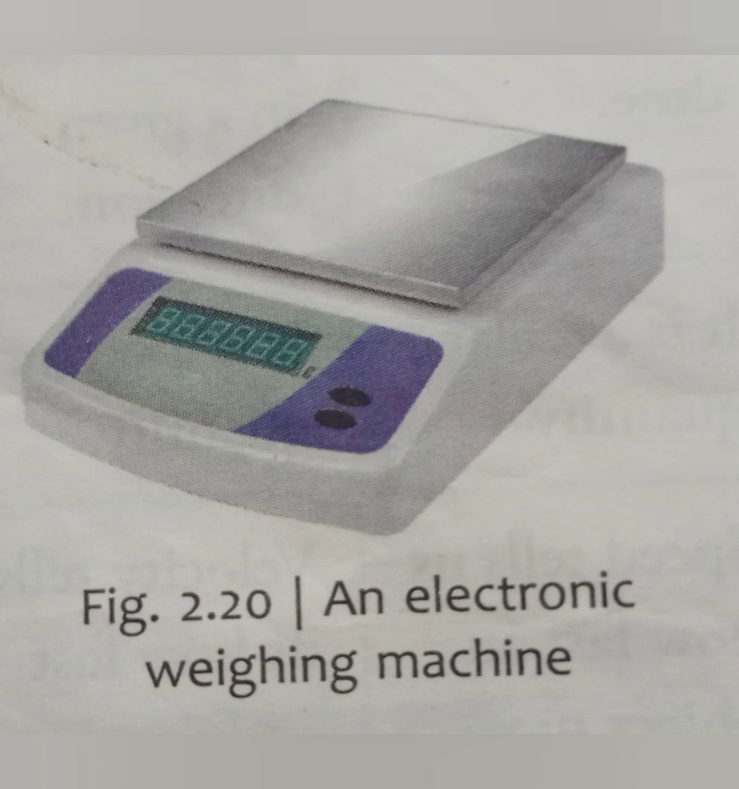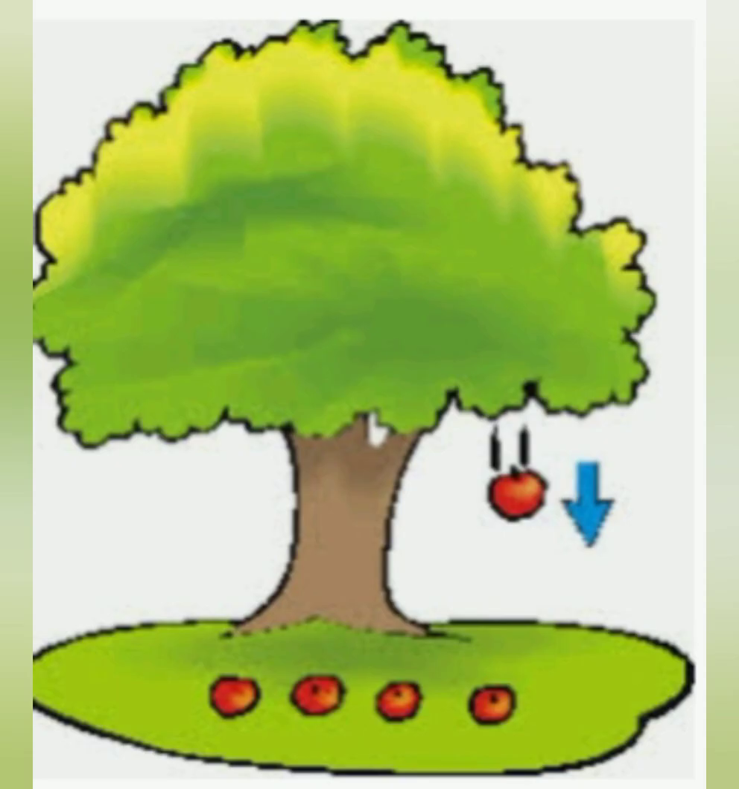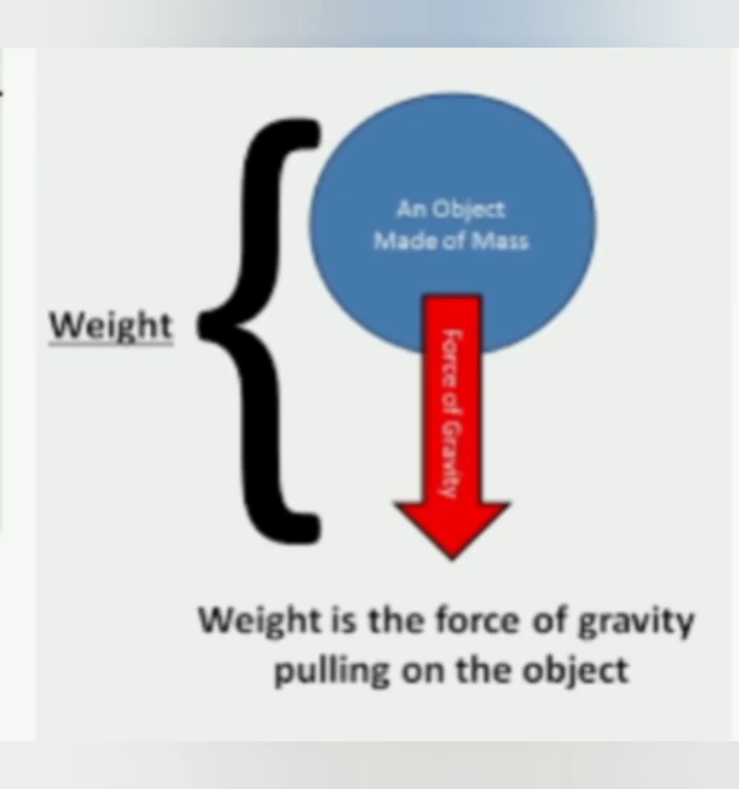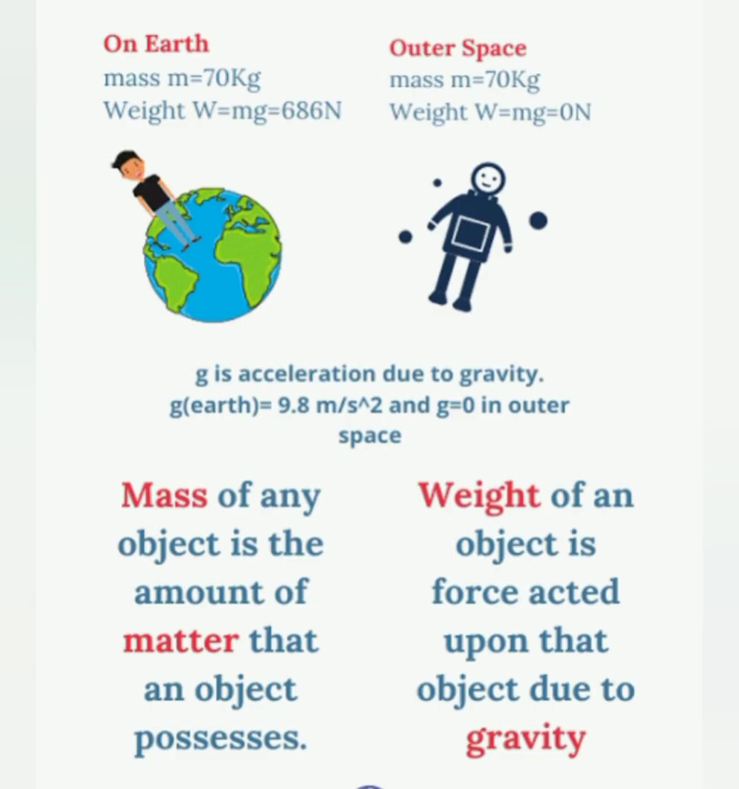Now the next topic is weight. What is weight? Children, we know that all things fall downwards when left free or unsupported. This is because the earth exerts a pull. It happens due to the force of pull or gravity exerted by the earth. So we can say the weight of an object is the force with which it is attracted by the earth towards its center. The force of gravity changes from place to place, so the weight of a body also changes from place to place.